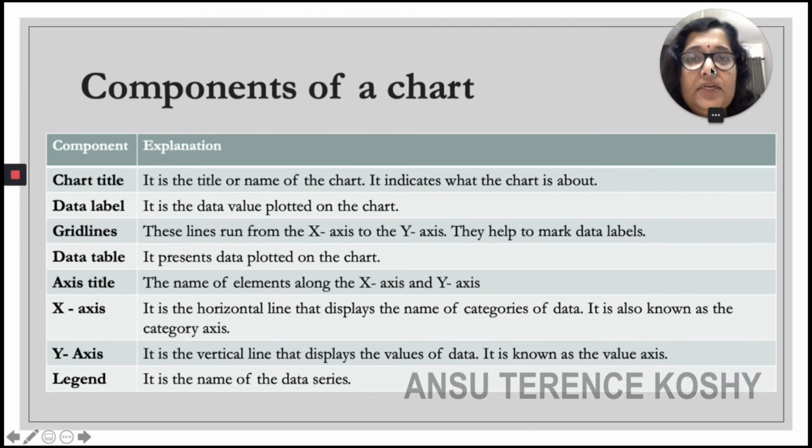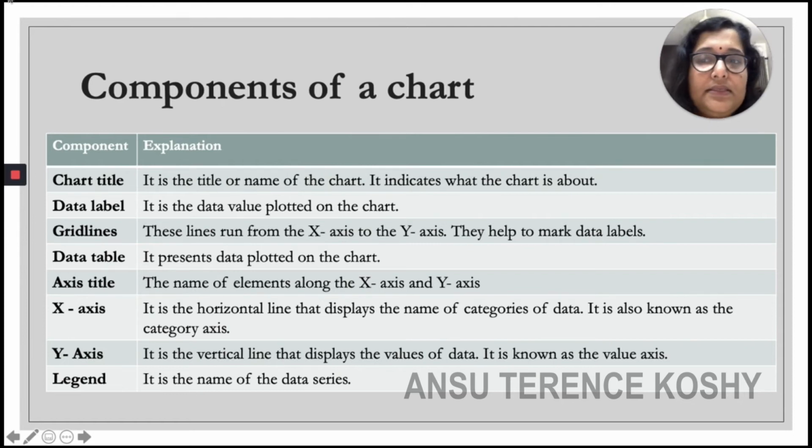Components of a chart. Chart title. It is the title or name of the chart. I already explained in the previous slide. It shows the title of the chart or the name of the chart or what the chart is about. Data label. It is the data value plotted on the chart. What all things that you are indicating with the help of the chart, the values are the data labels.